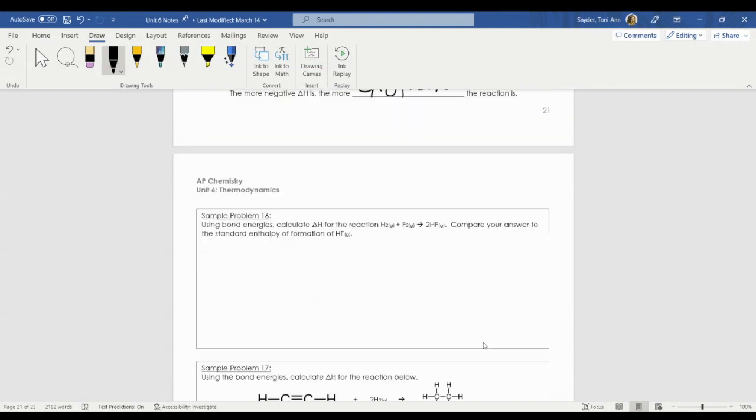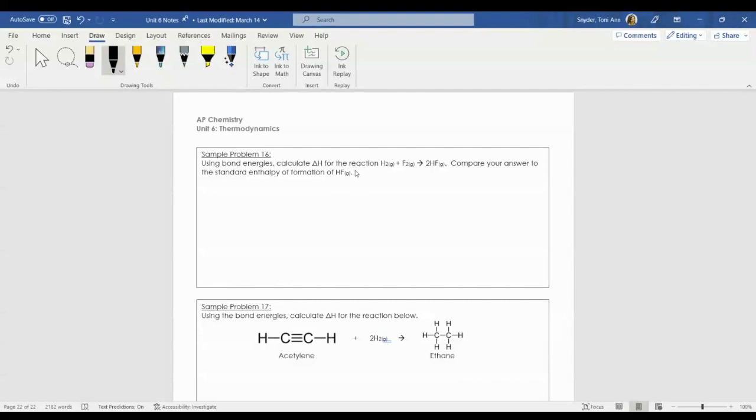Let's do 2 more together right here. So calculate delta H for this reaction right here. Compare your answer to the standard enthalpy of formation.